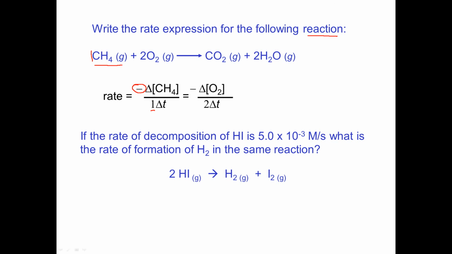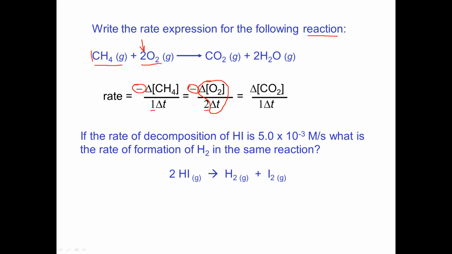Our next step is to look at O2. We get a change in O2 over a change in time. We include the negative sign because it's a reactant. We include a 2 because the 2 is the coefficient. Now, that's all our reactants. Now we need to worry about products.